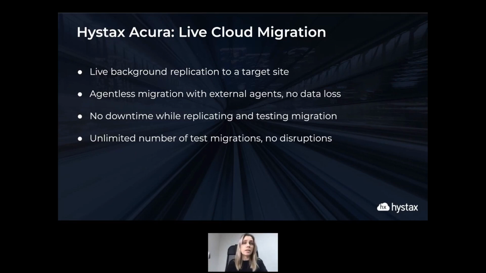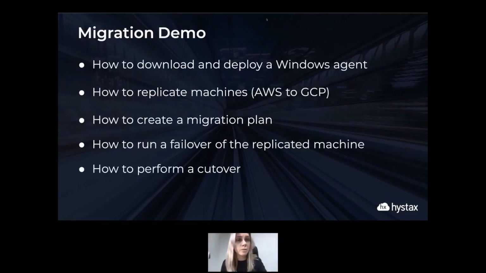But that's actually it for the descriptive part, and let's proceed with the demo one. So today I will show how to download and deploy Windows Agent, how to replicate machines from AWS to GCP, how to create a migration plan, how to run a failover of the replicated machine, and how to perform a cutover process.